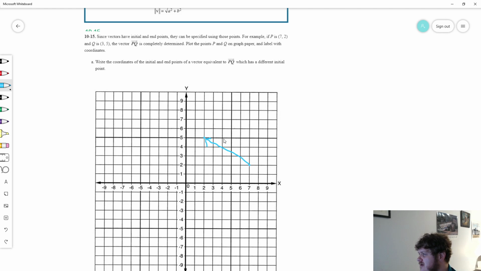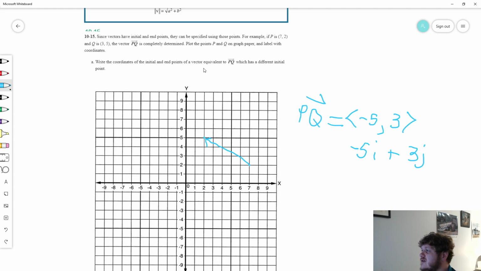If we think about it in terms of a vector, PQ equals -5 and +3, because it goes backwards in the x direction 5 and up 3. So we can write it as -5, 3, or -5i plus 3j.